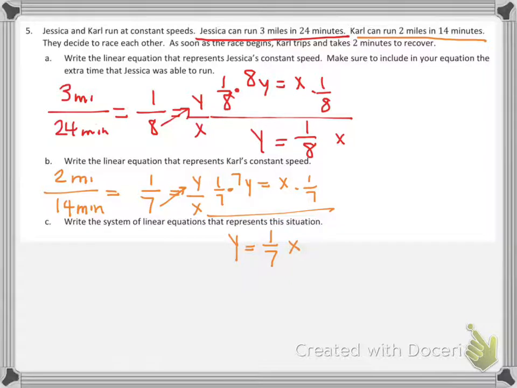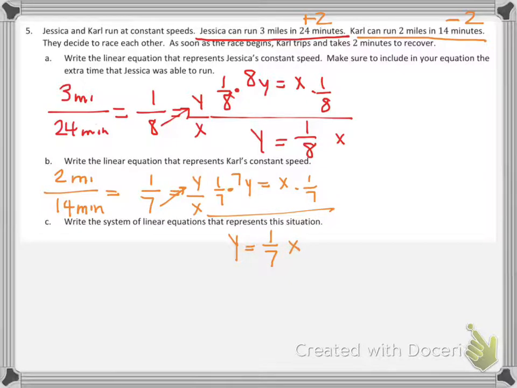All right. But we do have a little problem here. They decide to race each other. As soon as the race begins, Carl trips and takes 2 minutes to recover. That means Jessica is running for 2 extra minutes, so Jessica would have a +2 to her time, or Carl would have a -2 to his time. So he's running for 2 minutes less because he tripped and fell and couldn't get up. Or Jessica is running for 2 minutes more.